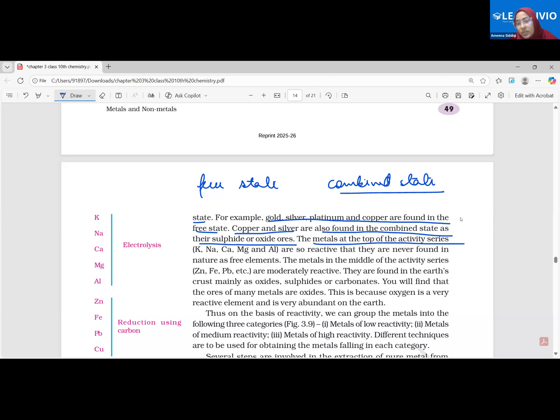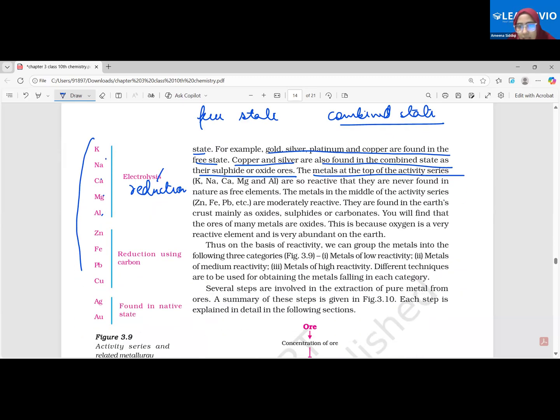The metals at the top of the reactivity series, please, this is very important: sodium, potassium, calcium, magnesium, aluminum. They are very reactive, the most reactive. They are reduced by electrolytic reduction. They are so reactive that they are never found in nature as free elements.